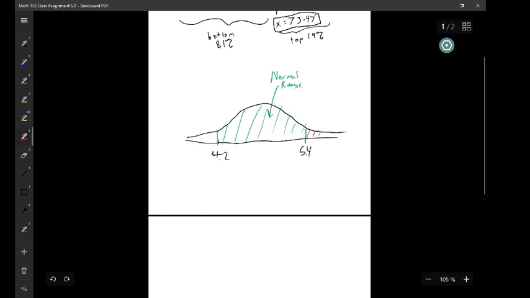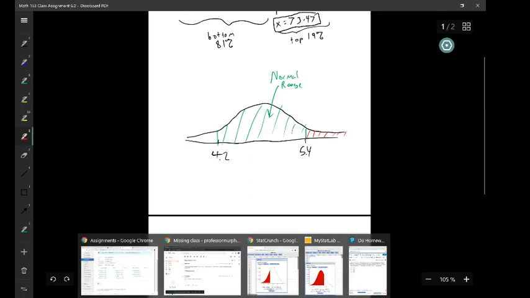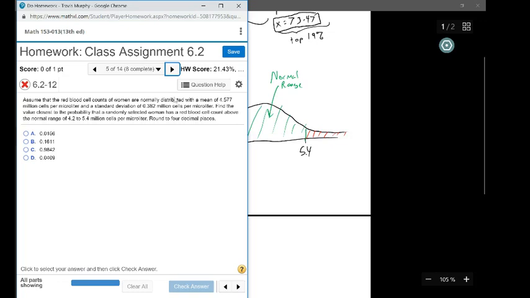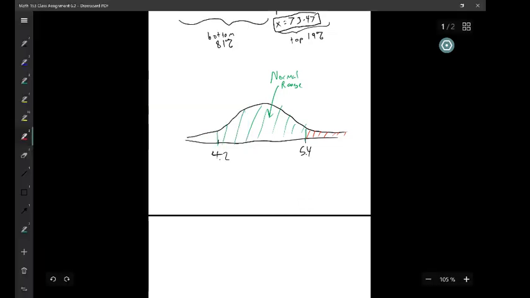But it's this range that the problem is asking for. So find the probability that the blood cell count is above 5.4. The red area is that probability. So the red area is the probability of a blood count higher than the normal range.